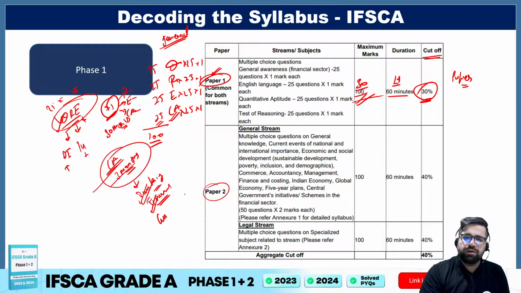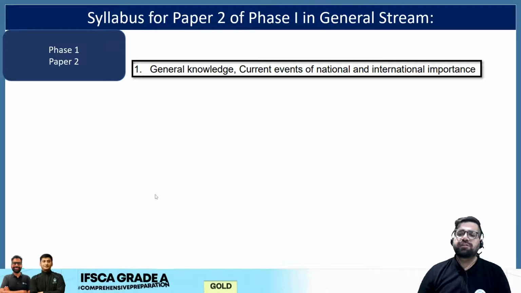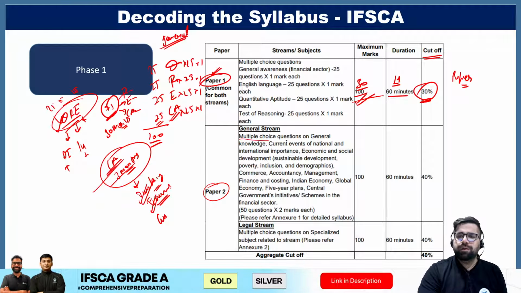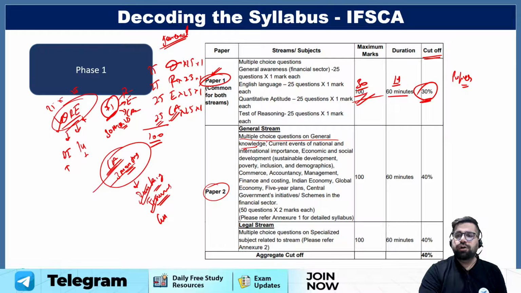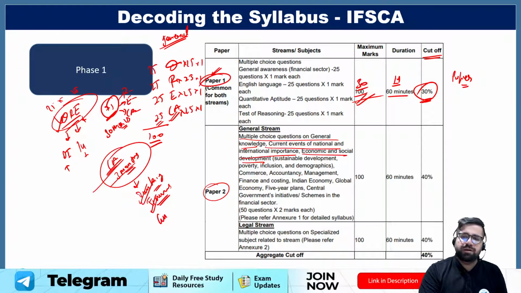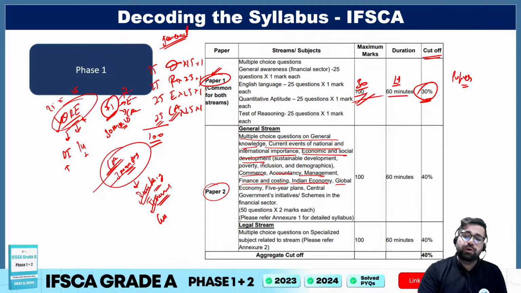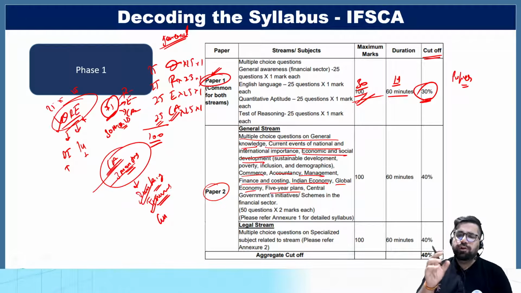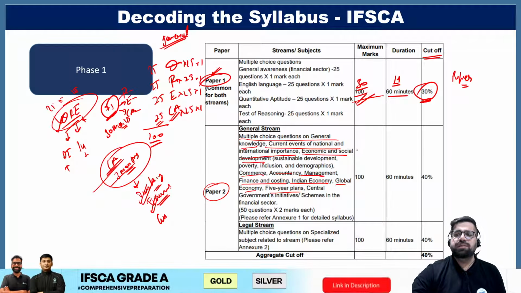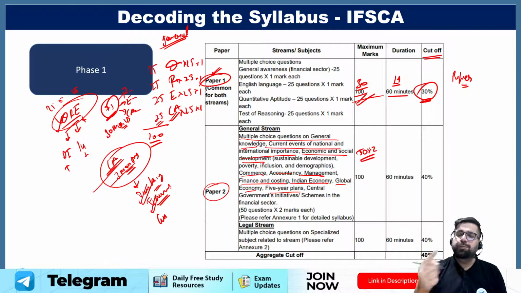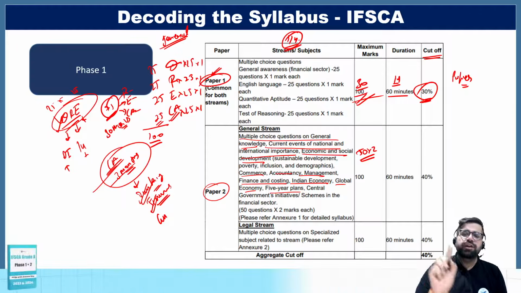Now let's talk about paper 2. In paper 2, mind you, my friends, there are multiple questions on general knowledge, current events of national and international importance, economic and social development, management, accountancy, commerce, finance and costing, Indian economy, global economy, 5-year plans and whatnot. So we will break all of this down for you. But first, please remember, there will be 50 questions. Each question will be of 2 marks, and there will be negative marking in both the papers, paper 1 also and paper 2 also. 1/4 will be deducted for negative marking.